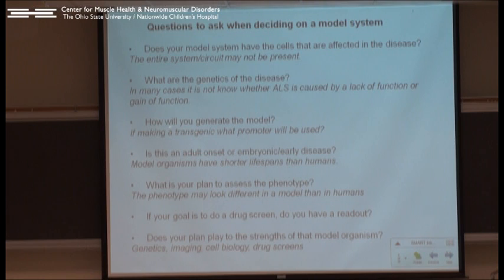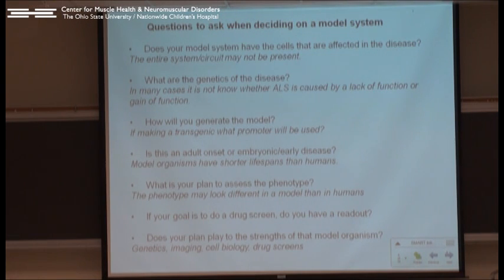How will you generate the model? This kind of ties into this, but if you have to make a transgenic, and we'll come across this as well in the discussion, what promoter do you use? Do you want to drive the mutant gene the way it is normally expressed, or do you want to drive it in certain cell types?